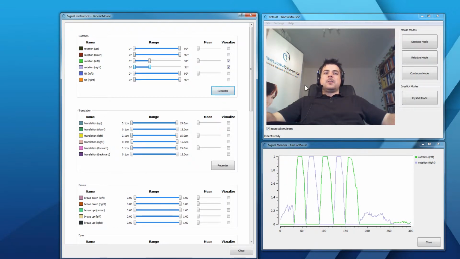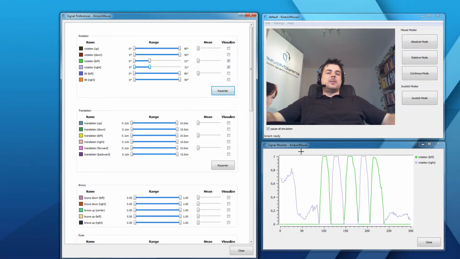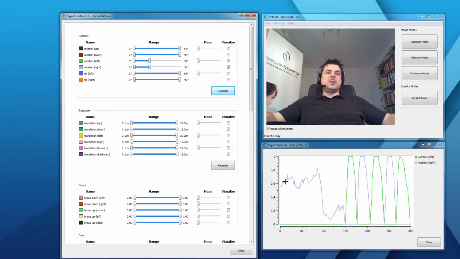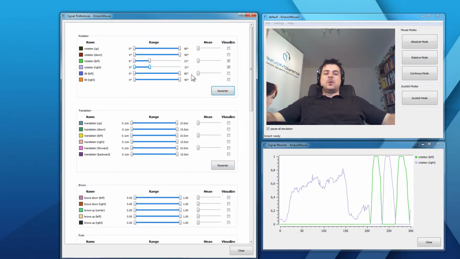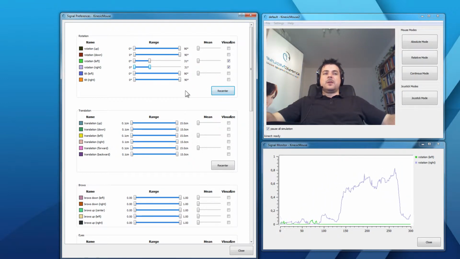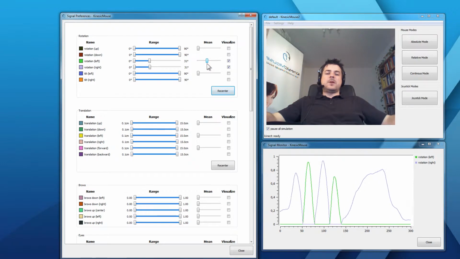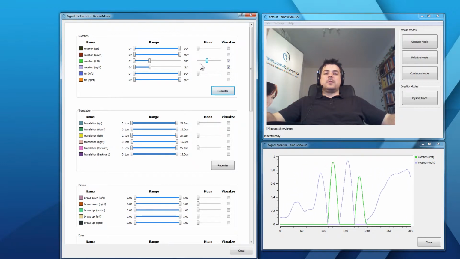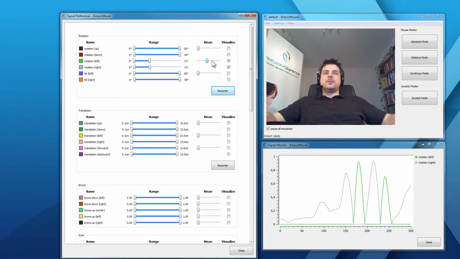The next thing: if I rotate the head now, you can see that the signal is slightly jaggy, and in the absolute mode or in the relative mode, this results in a jittering of the mouse cursor on screen. So what you want to do here is to introduce or increase the mean slider, and as you can see, this will smooth out the signal, but as a drawback, there's some kind of delay introduced in the signal, so it will not react as sharply as without the mean. You have to find a balance between a smooth and even signal and a very reactive signal.